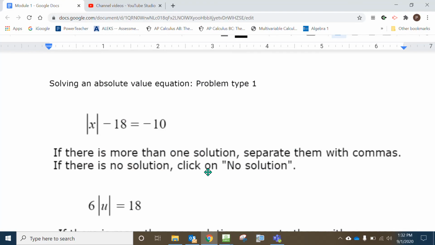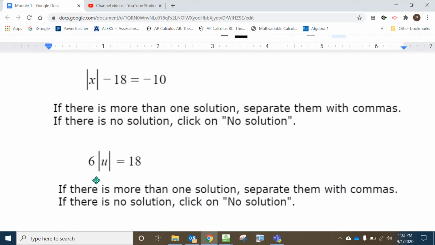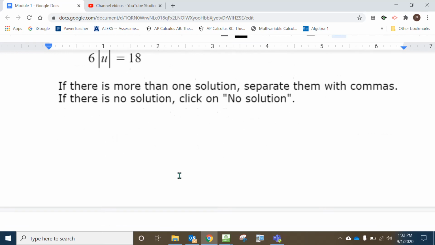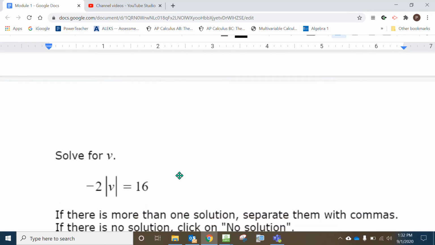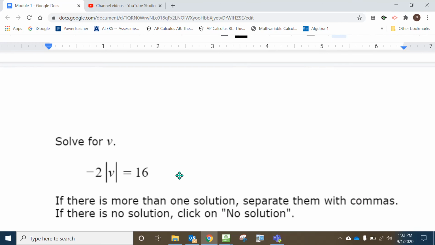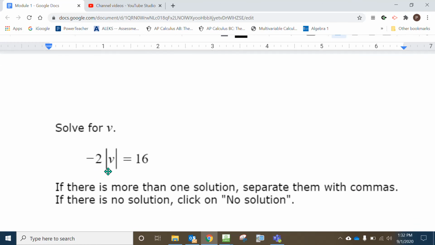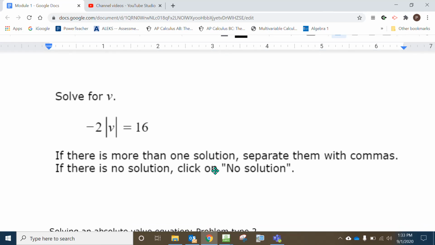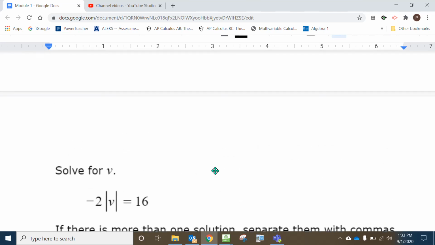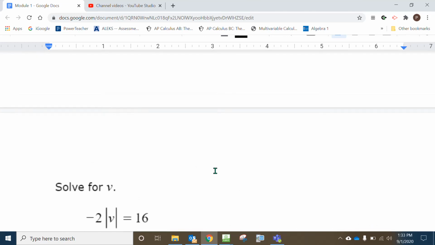Let's take a look at another. Now that's very similar to what we just did. So divide by 6, you get 3. And here is another one here. If you divide both sides by -2, you get the absolute value of v equals -8, and that's a no solution. So this problem right here would be no solution because you get the absolute value of v equals -8 when you divide 16 by -2. Okay. That concludes our solving absolute value equations, problem type 1.